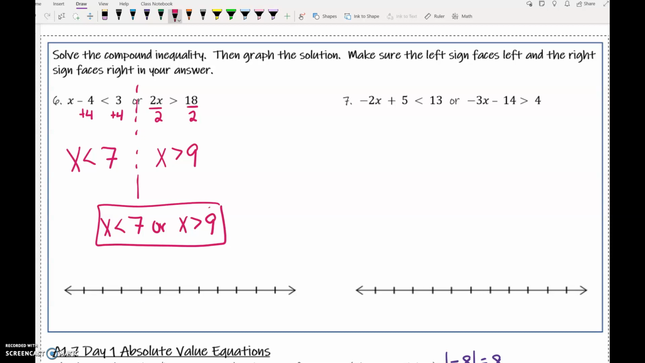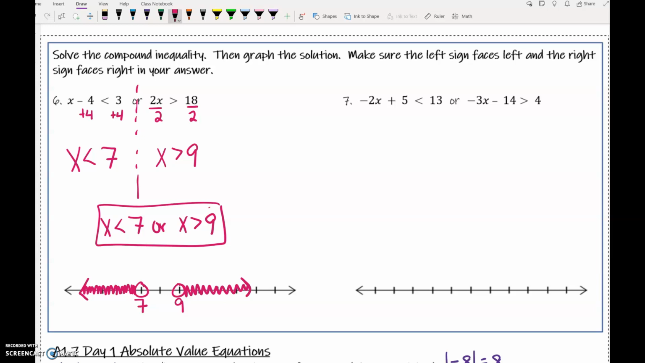So here's how this graph looks. If 7 is here and 9 is here, our x values could be anything that's smaller than 7. Our x values could be anything that's bigger than 9. In between 7 and 9, not okay. But smaller than 7, good. Bigger than 9, good.